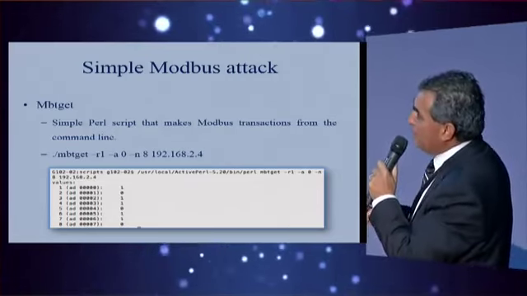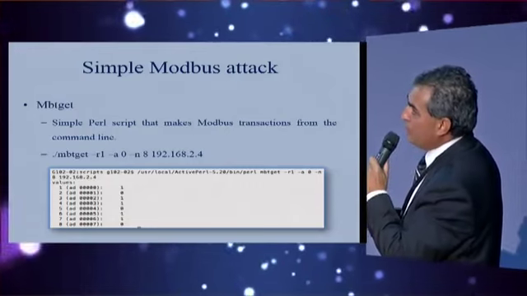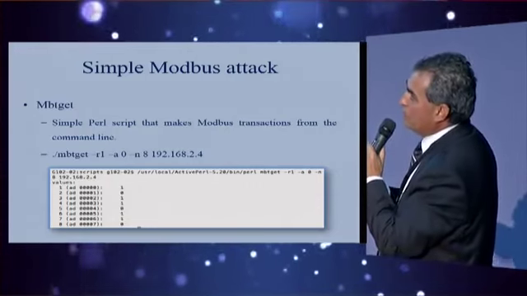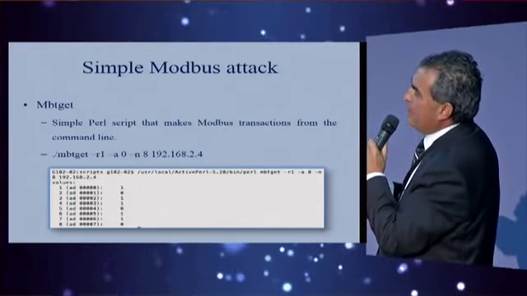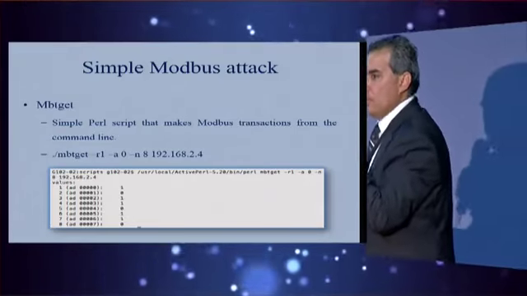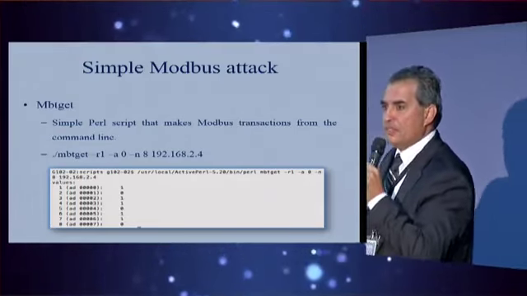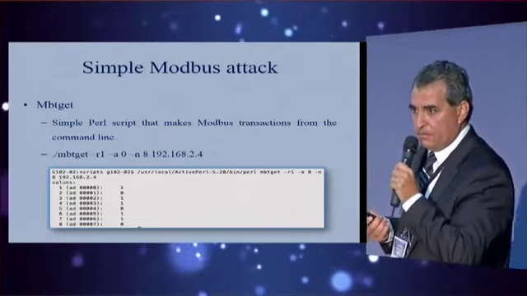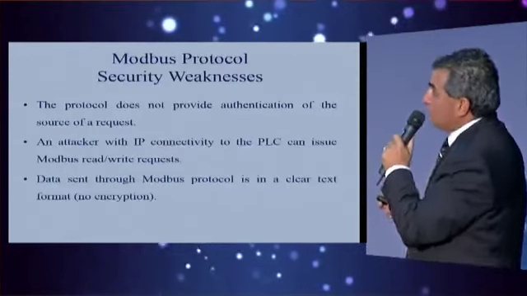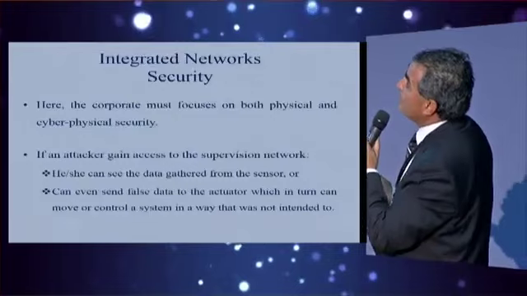Here are the pins or the coils from 1 to 8. We can modify them with this data. For example, here it was 1. I can make it 0, or I can make it 2 or 3. It depends on what type of sensor we have. So this is the type of attack.